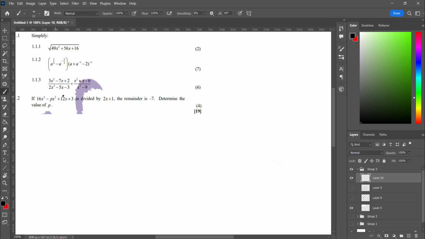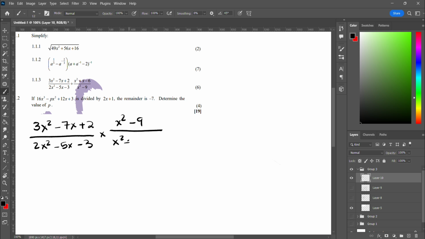So let's do the final one. This one, 6 marks. It's less than the other one. So what I'm going to do is immediately write it as multiplied, because it's just going to swap the thing. So we're going to have 3x squared minus 7x plus 2 all over 2x squared minus 5x minus 3, multiplied by x squared minus 9 over x squared plus x minus 6.